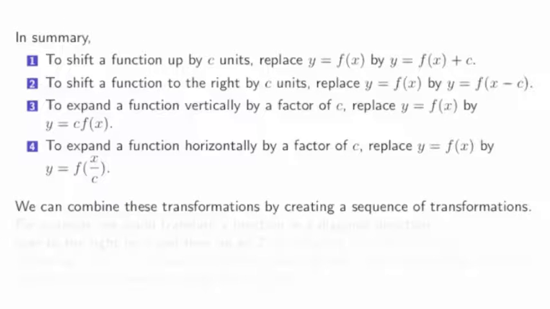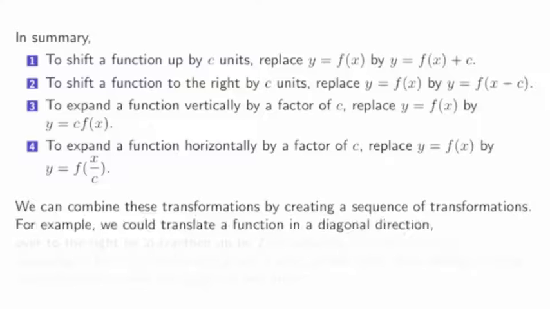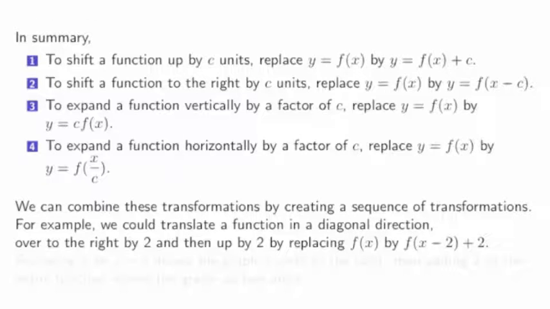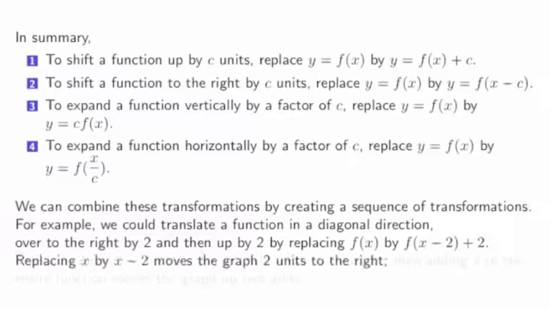We can combine these transformations to create a sequence of transformations. For example, we could translate a function in a diagonal direction, say over to the right by 2 and then up by 2. If we did that, we would replace f of x by f of x minus 2 plus 2.